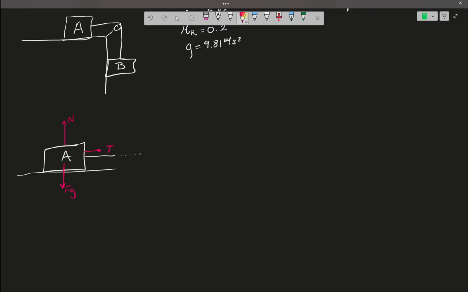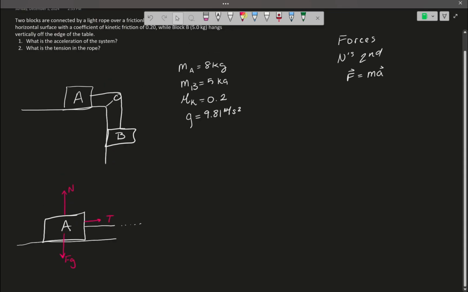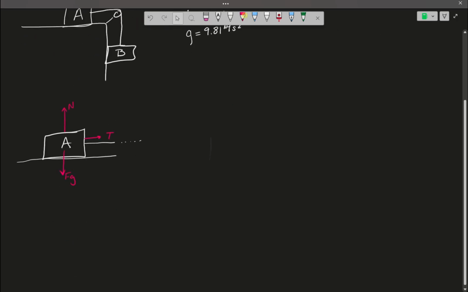So in order to determine what direction my frictional force goes, I need to think about the motion of this object. So even though block A is greater than block B, if this were to start to move, it would only move in this positive x direction. Since my frictional force opposes the motion of the object, my frictional force is going to be going in this negative x direction.